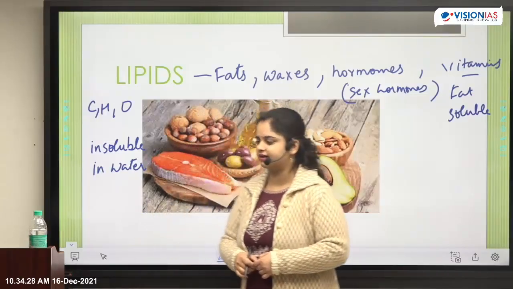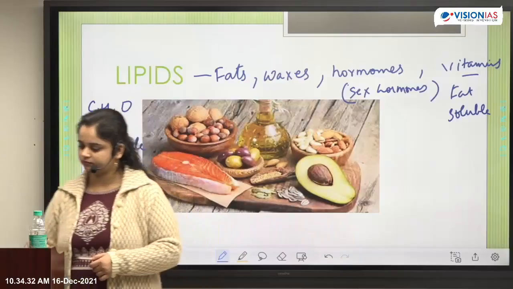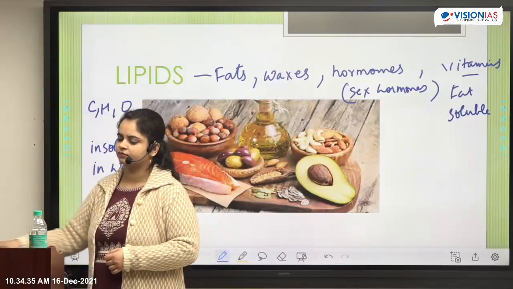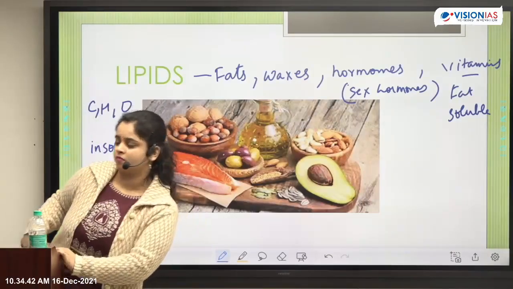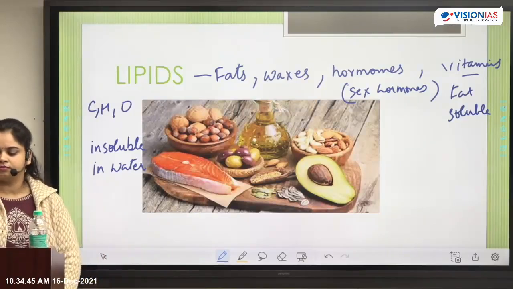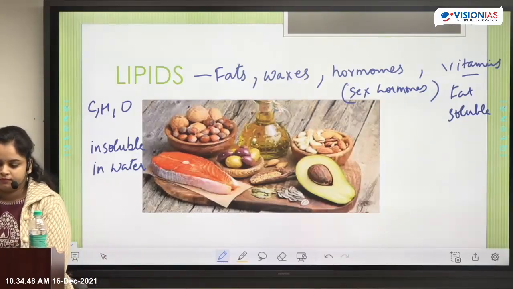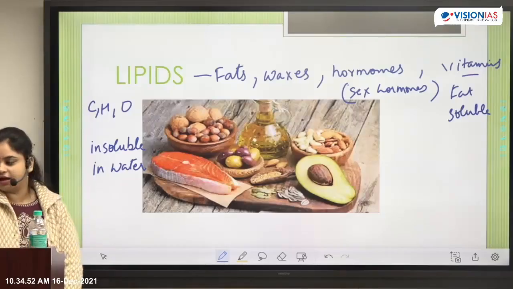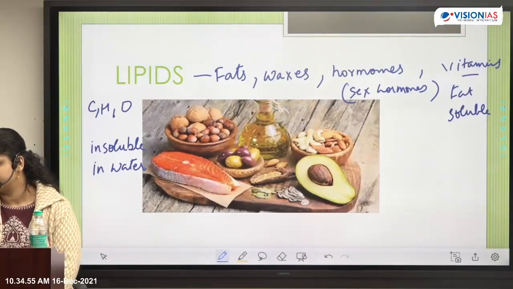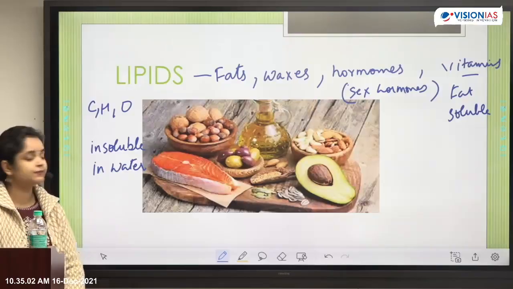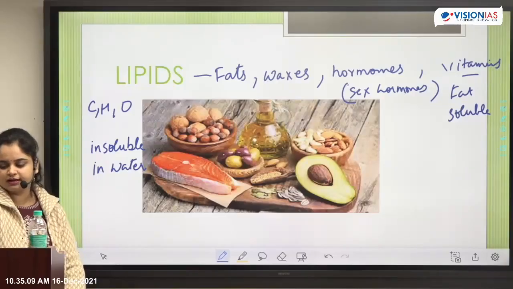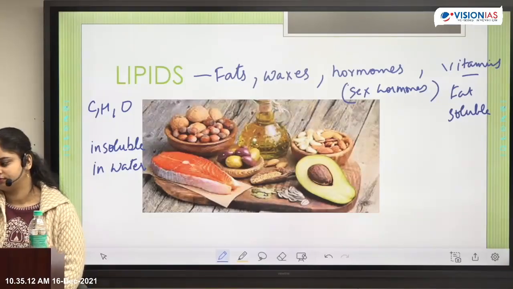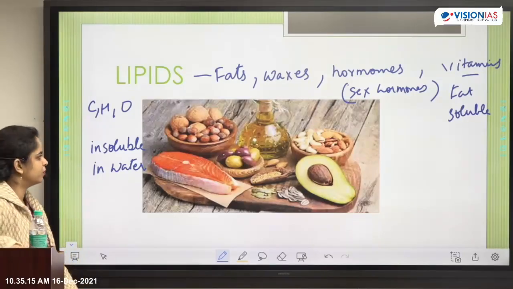Okay, write this one line. Lipids or fats contain carbon, hydrogen and oxygen, and are insoluble in water.